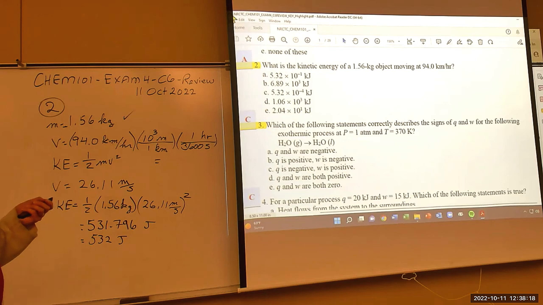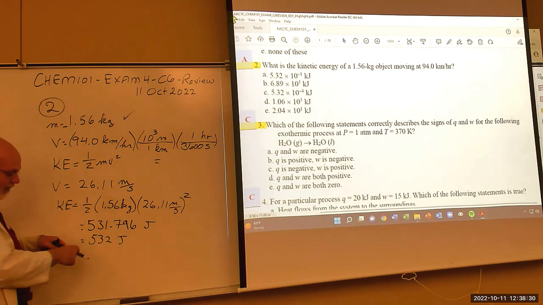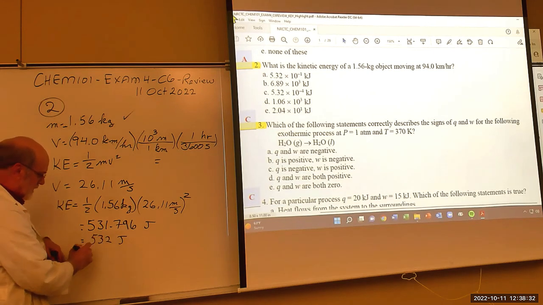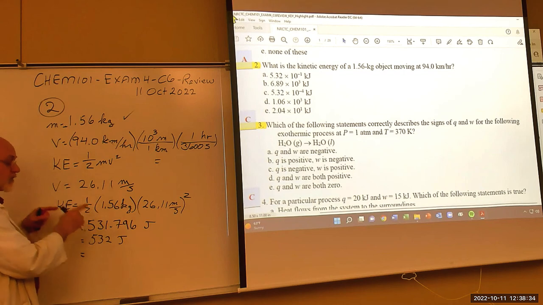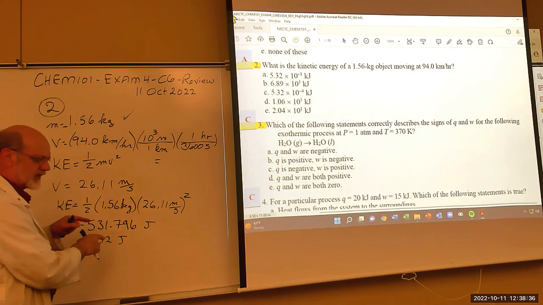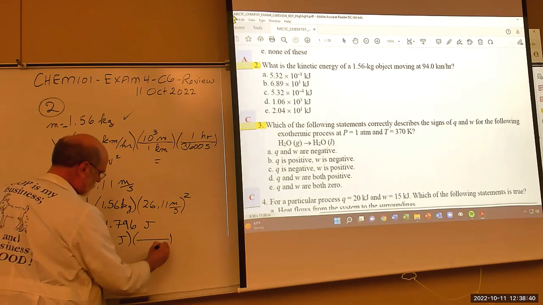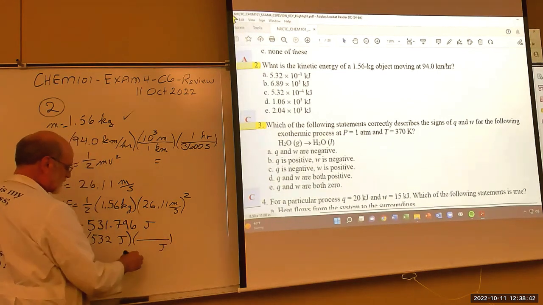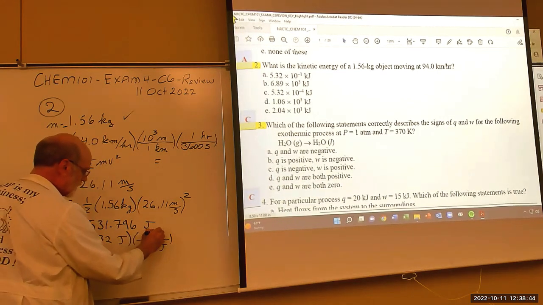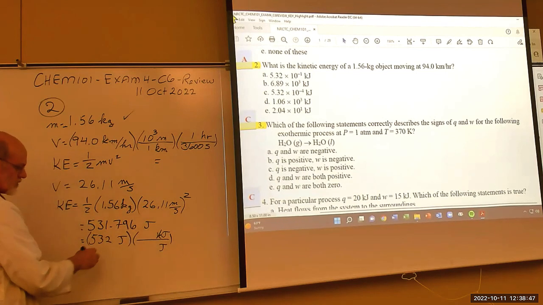Okay. 5.32 and 5.32, right, with different powers of 10. So you got to work it. Let's make this into scientific. Let's make it into kilojoules. So how many joules in a kilojoule? Well, if you want to be certain and not potentially make a mistake, cancel your joules and convert it to kilojoules.